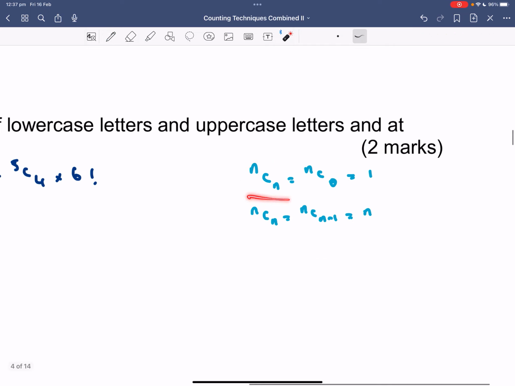Anything choose n. If you go into a store with n items and you must choose all n of them, say your mum tells you that there are 10 items in the store and you must choose all 10 of them, how many ways can you leave the store? Just one way. In the same way, if you have 10 items in a store and your mum says you may not pick a single one of them, how many ways can you leave the store? You can only leave the store one way, which is you don't buy anything. So you should know this, and then you should also know that anything choose 1 is the same as anything choose n take 1, which is n.